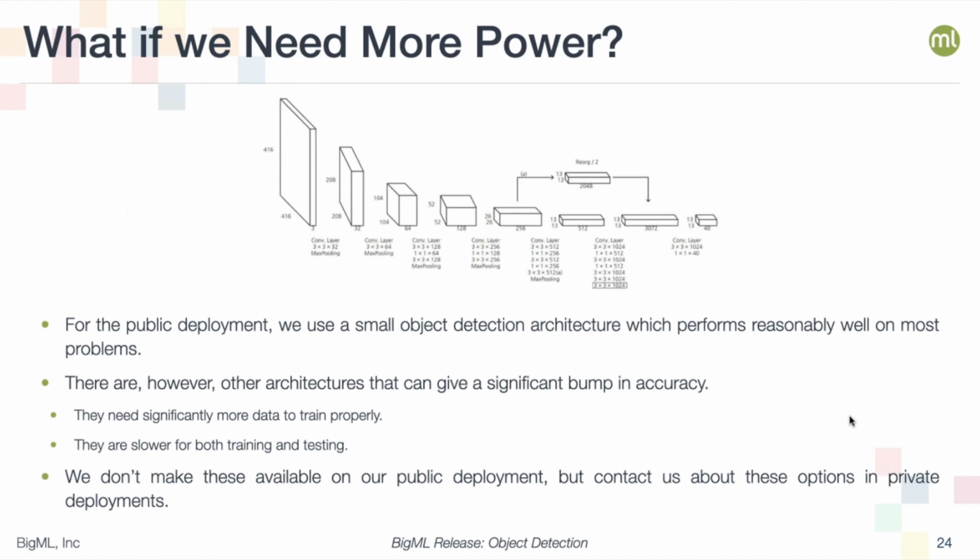So it's easy for us to train a much larger model because we have the data to train it properly. So if you have that case where you have specialized hardware to run one of these larger models, you have the data to train one of these larger models, this might be the case where you want to opt into a BigML private deployment, where we can provide you with a version of the platform designed to train and run these larger object detection models, which generally perform better if you have the requisite data.